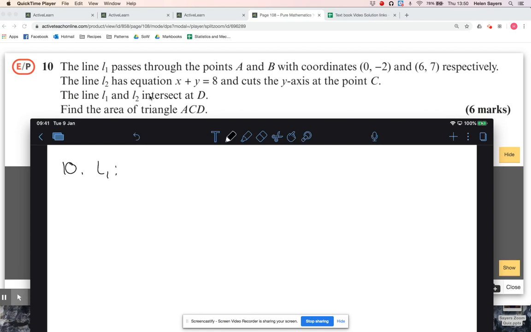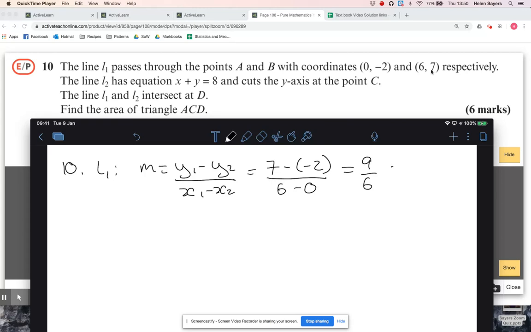Let's find line 1. So first thing I'm going to do is get the gradient. So gradient is change in y over change in x. I'm going to do this coordinate take away this coordinate. So my change in y is 7 minus -2, and my change in x is 6 minus 0. So that's 9 over 6, or 3 over 2. Then I'm going to use y minus y1 is m times x minus x1.